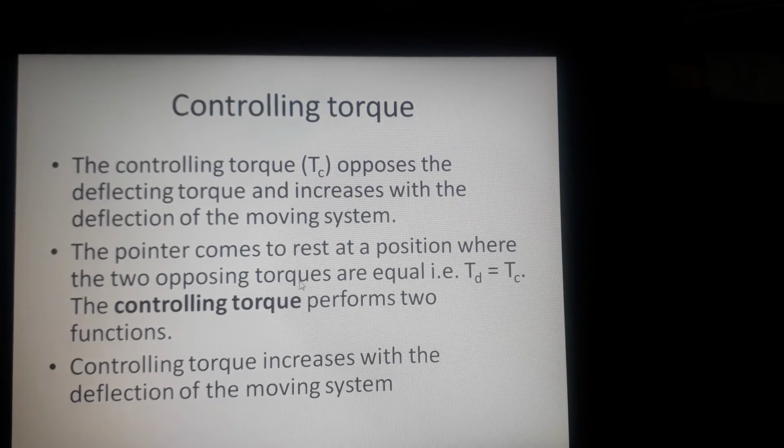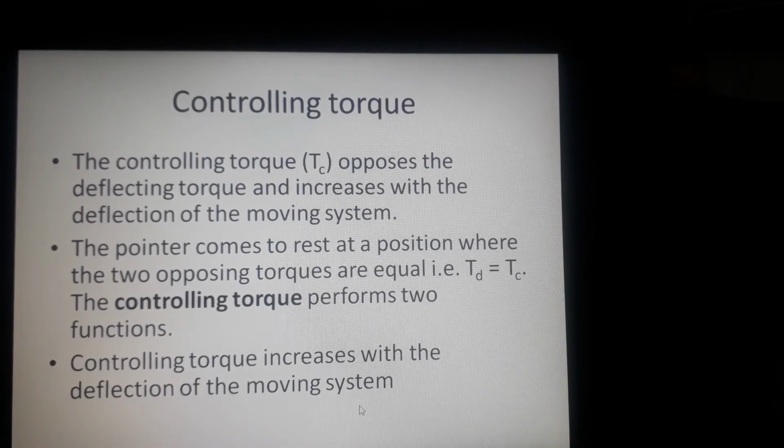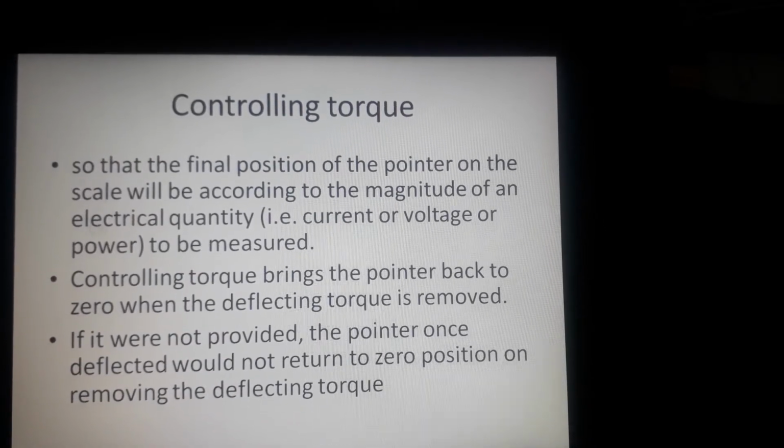Once the deflection is made, my controlling torque pulls the pointer to the rest position. So the controlling torque increases with the deflection of the moving system. The final position of the pointer on the scale will be according to the magnitude of the electrical quantity. Once the deflection is reached, that is the maximum value where you can find the current or your voltage.